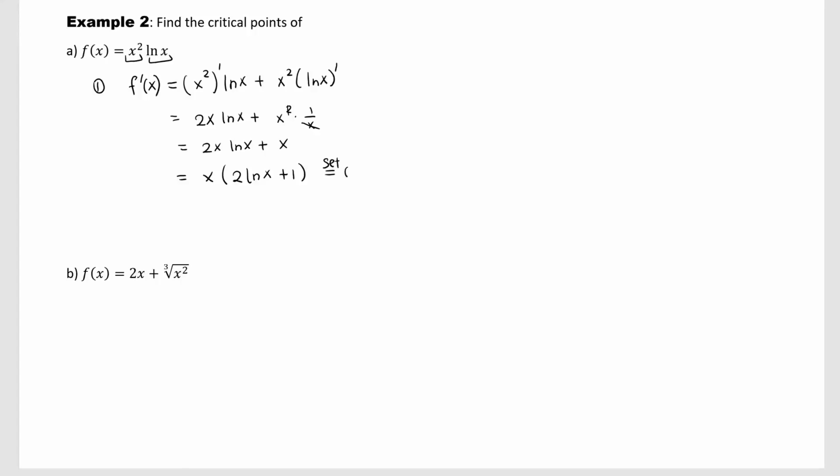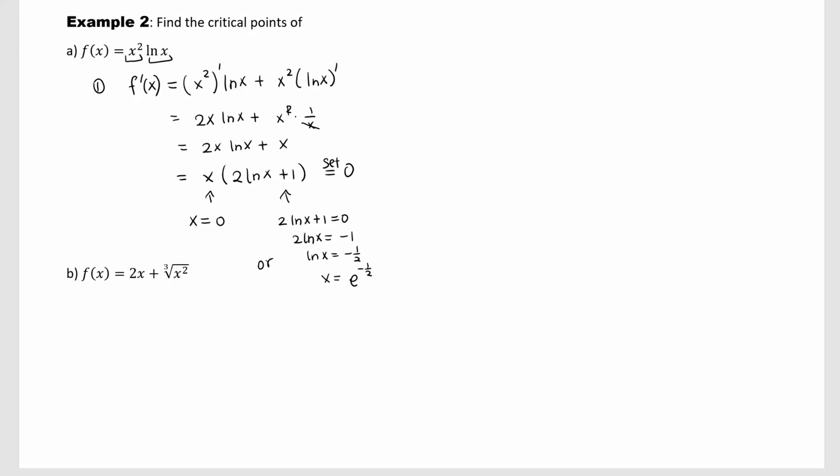And so we can set it equal to 0. So this factor gives us x is 0. This factor gives us 2 ln of x plus 1 is 0. 2 ln of x is minus 1. ln of x is negative 1/2. x is both sides raised to the power of e. Okay, so we actually have 2 points.